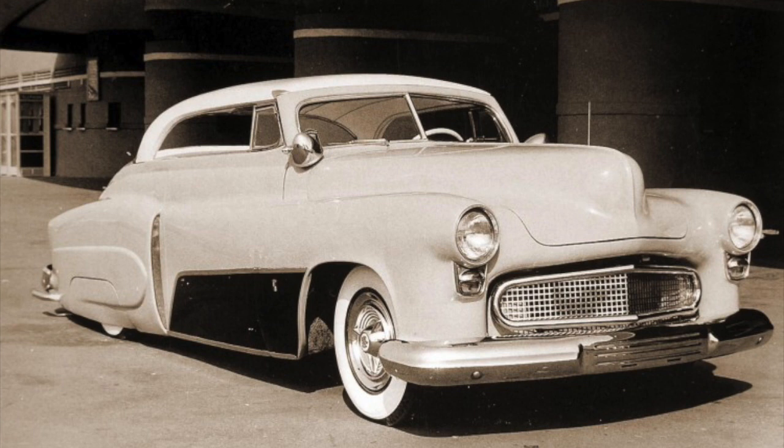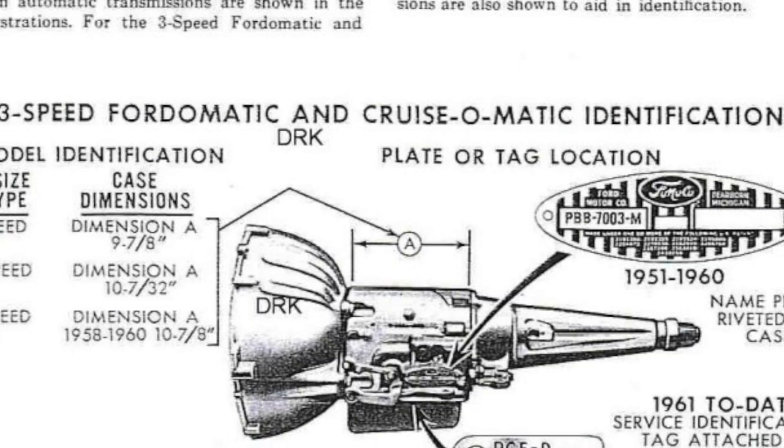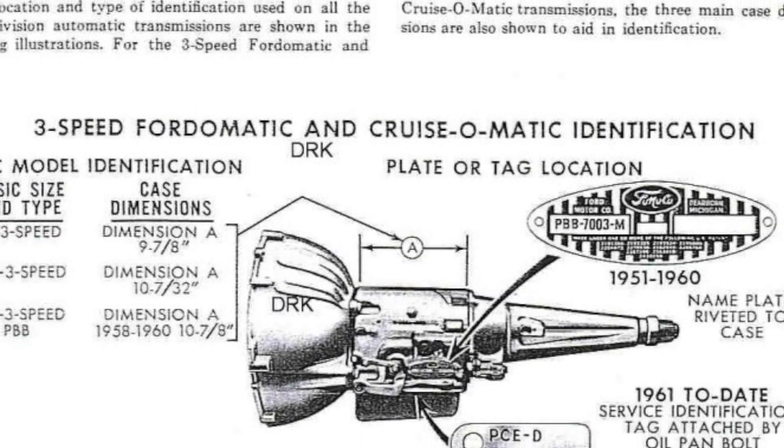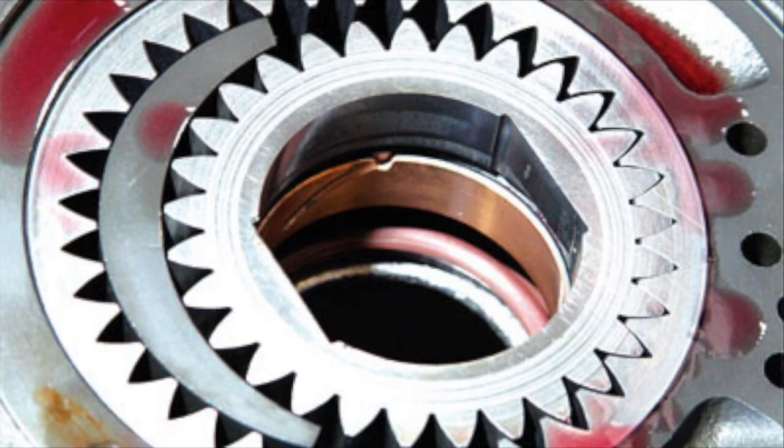By the 1950s, though, cars were getting bigger and faster, and this old design just wasn't cutting the mustard. So in 1958, they introduced a new, beefier automatic transmission called the Cruise-O-Matic. These transmissions were based heavily on the previous Ford-O-Matic, which was basically used as a template when developing the new transmission. And in fact, many of the gear sets are even interchangeable between the Cruise-O-Matic and the Ford-O-Matic.